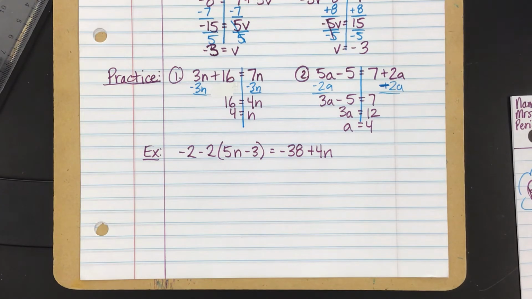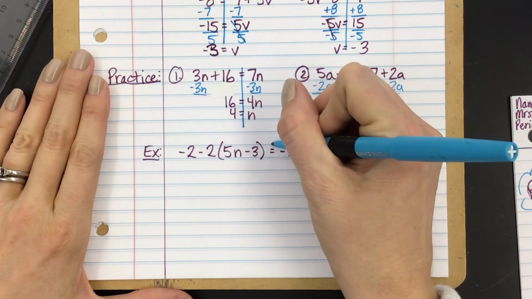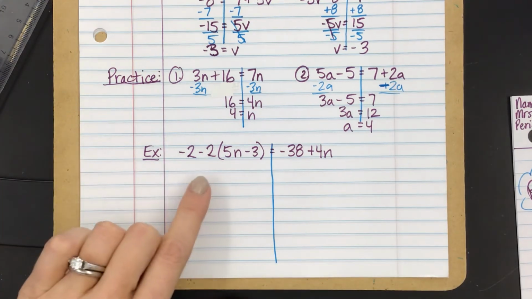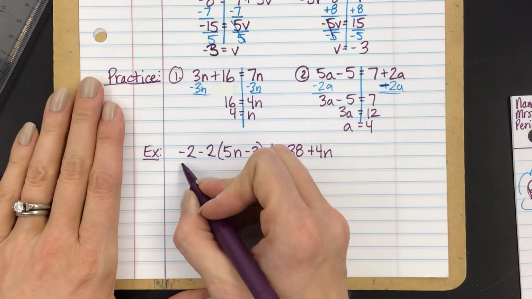Now, you do not want to start moving your variables around until you have completely simplified both sides. So that means you have to distribute, you have to combine like terms, and then we can start moving those variables, okay? So let's do that. If you remember back from yesterday, our first step was to distribute.